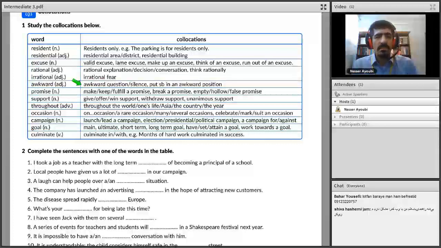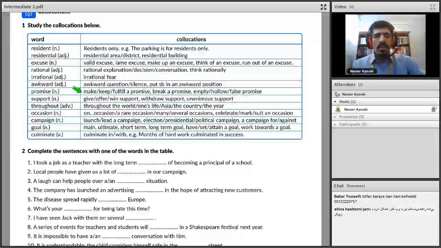You feel uncomfortable with the question. Awkward silence. Sometimes when someone does something wrong and everyone is silent, such a heavy silence, awkward silence. Put somebody in an awkward position. For example, if I ask a girl in front of other people, will you marry me? So I have put her in an awkward situation, awkward position. This is not a question to be asked in public.